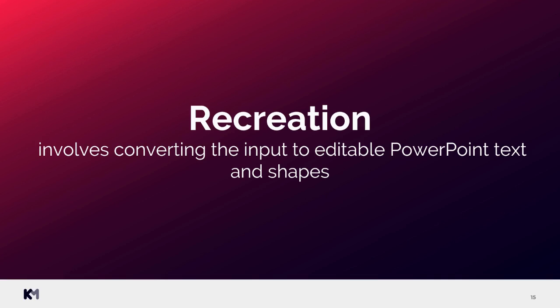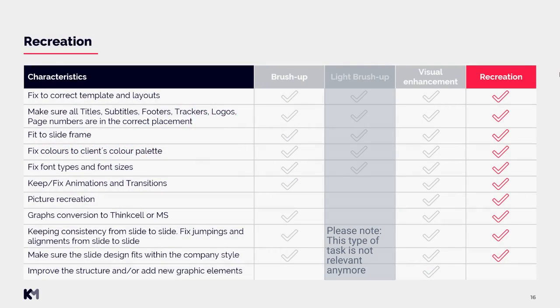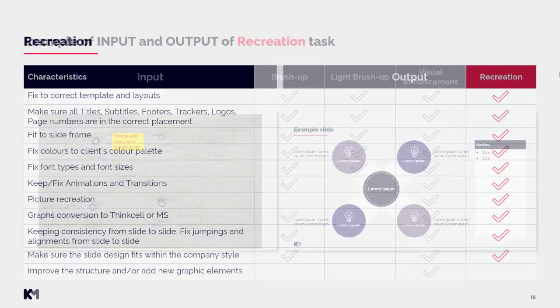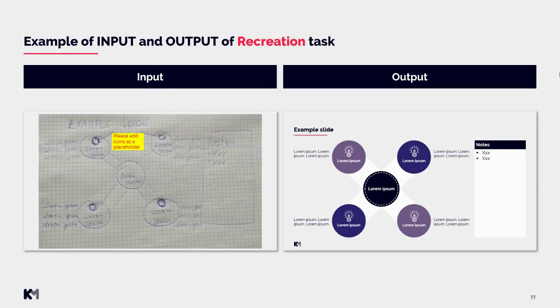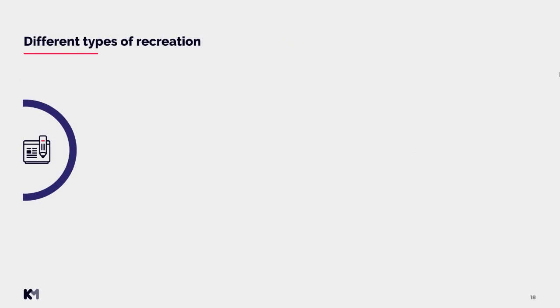Recreation. Recreation involves converting the inputs to editable PowerPoint text and shapes. As you can see from this chart, recreation includes everything that brush up does, but of course, on top of that, we recreate the picture or notes we have gotten. Here we have an example of recreation from a client's notes.